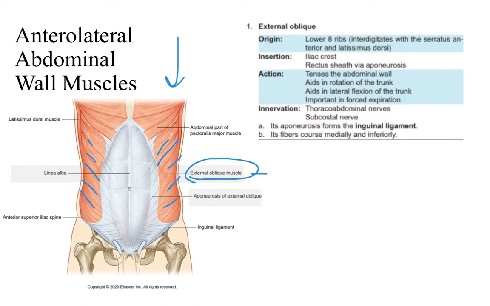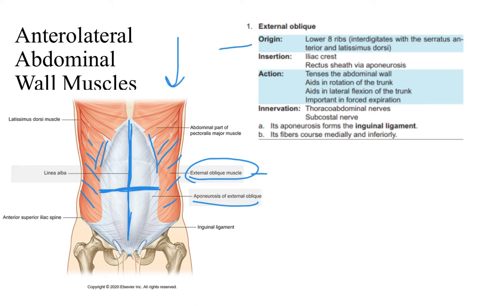All right, and then connecting the right and the left external oblique muscles is the aponeurosis of the external oblique. So it's a sheet of connective tissue that's connecting the two external oblique muscles. And underneath that, and this aponeurosis is also connected to this, you'll find the linea alba, which is a white band of connective tissue. Linea meaning line, alba meaning white. So a white line of connective tissue running right down the middle of the abdominal wall.